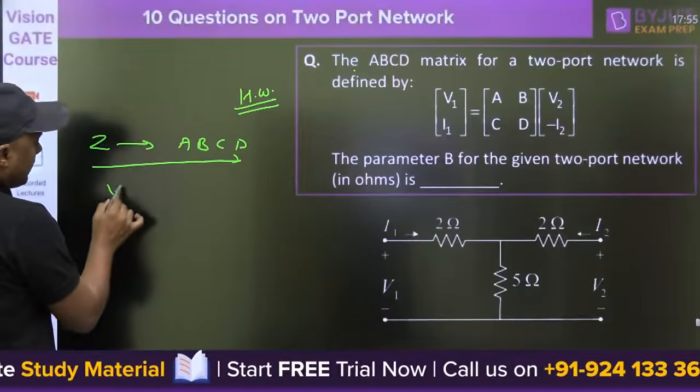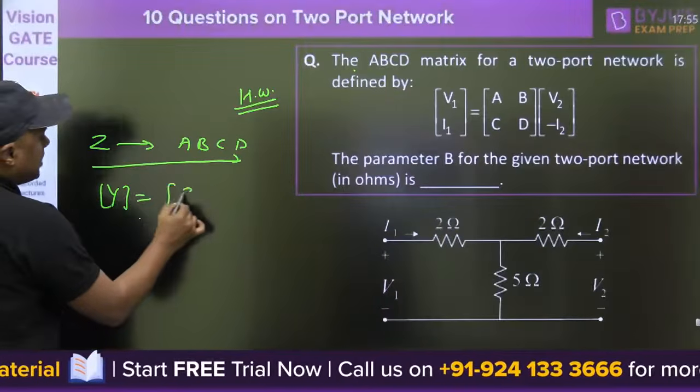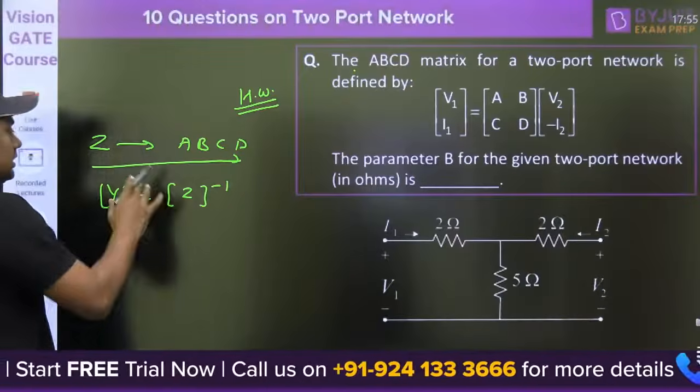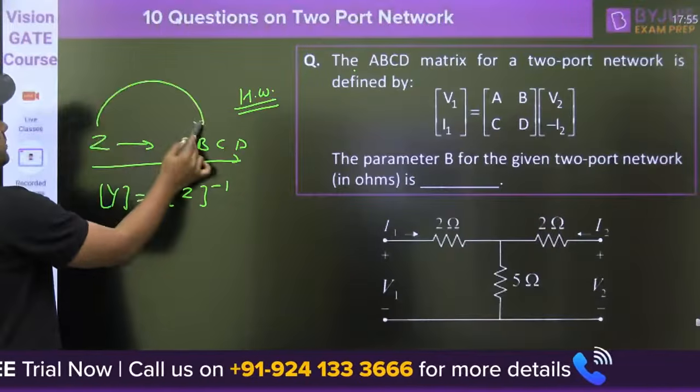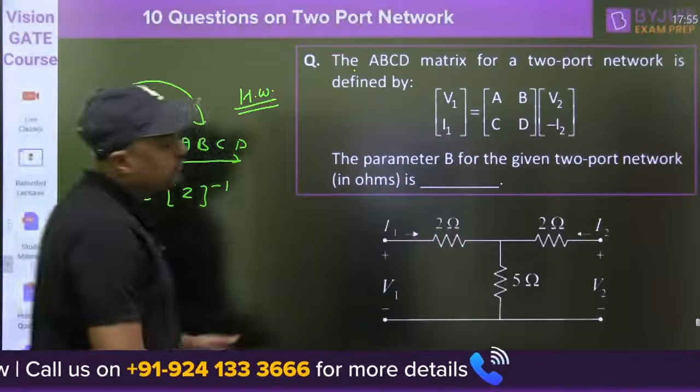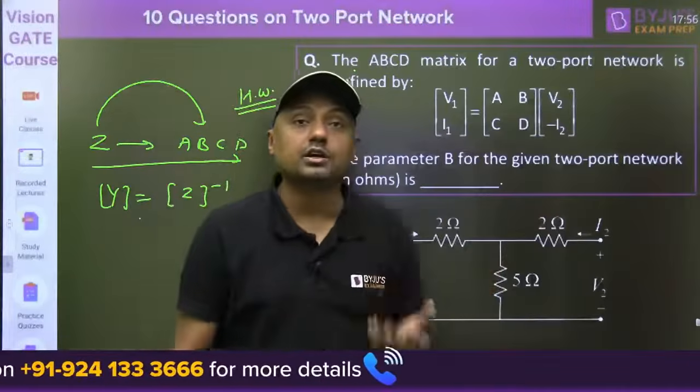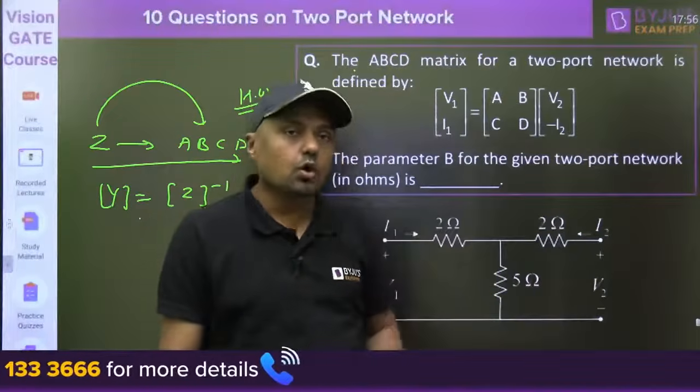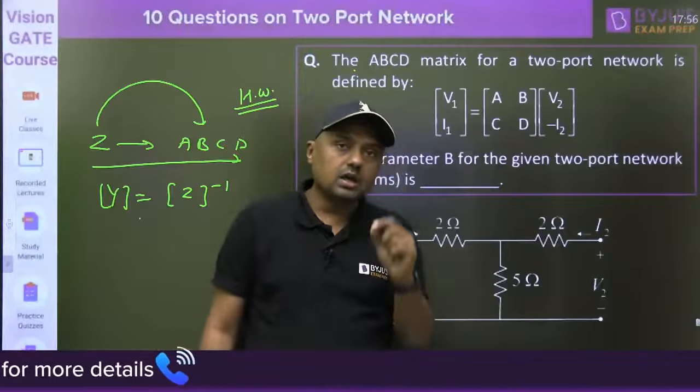For example, what is the Y parameter? It is the inverse of the Z parameter. Similarly, there is a conversion from Z to ABCD parameter, or you can directly find the ABCD parameters by using the conditions. Okay, so this is the homework. Write your answer in the comments box.